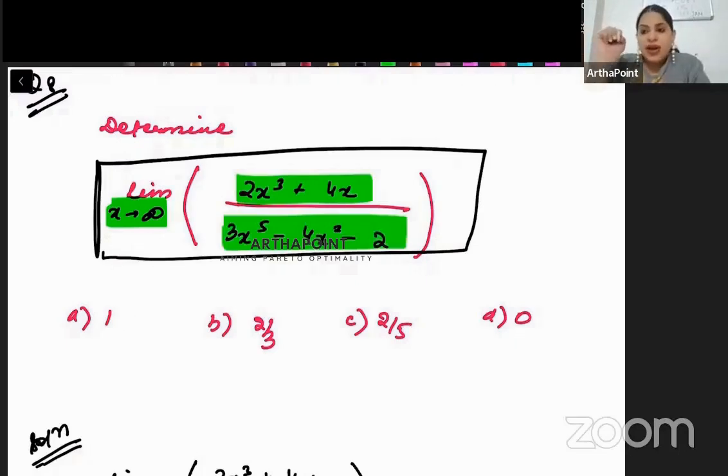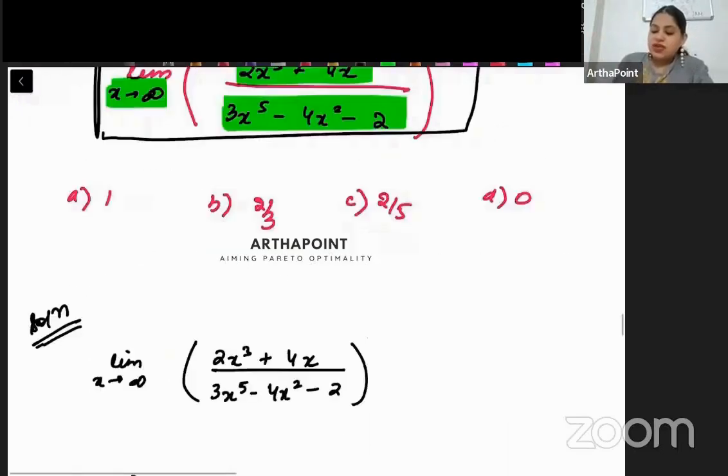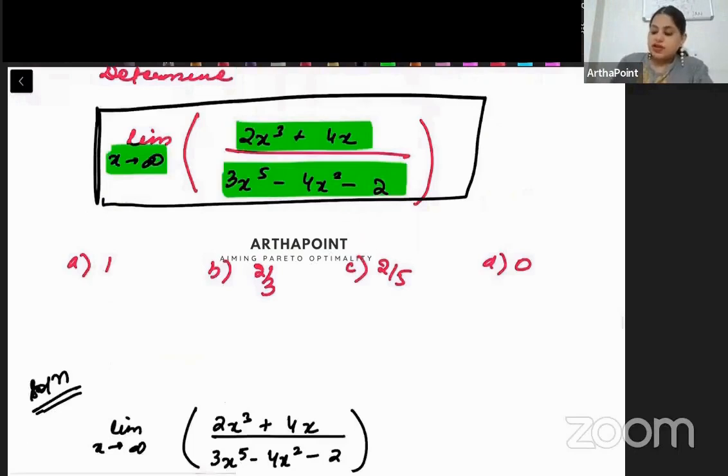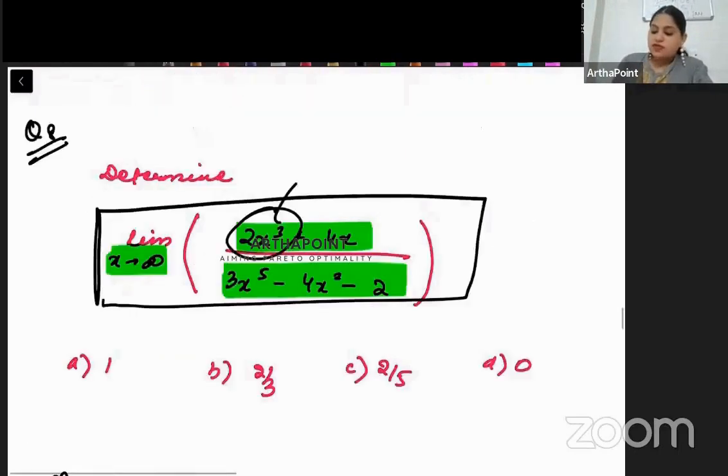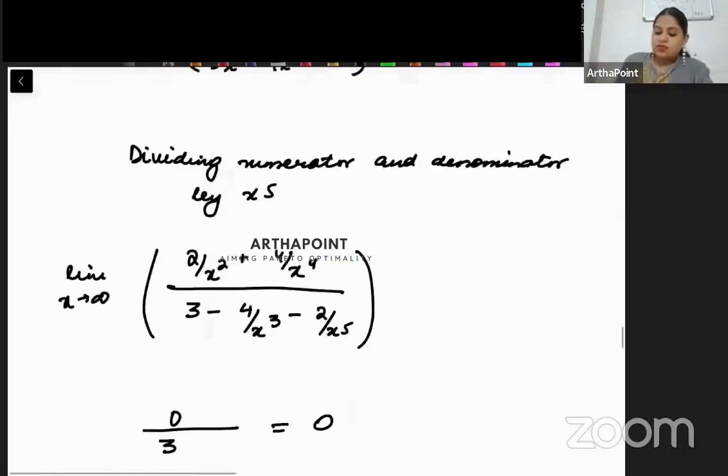So I will divide the numerator and denominator by x to the power 5. When you do that, see that if I divide this by x to the power 5, this will be 2 by x square. If I divide this by x to the power 5, this will be 4 by x to the power 4, and so on. So when you keep dividing it by x to the power 5, you will get numerator and denominator in this format.